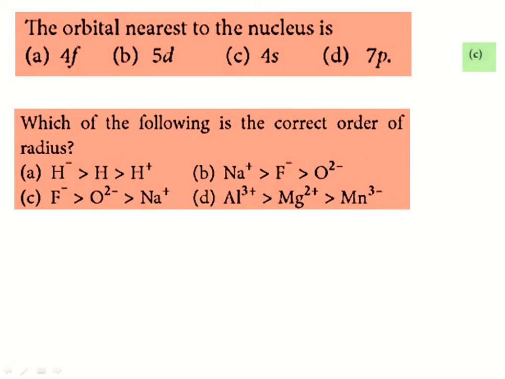Next, which of the following is the correct order of radius? Usually, negatively charged species will have bigger size than neutral. Neutral has bigger size than positively charged species. So here A is the answer for it because same kind of atom, hydrogen is giving a negative ion, positive ion in this system. So A is the right answer.